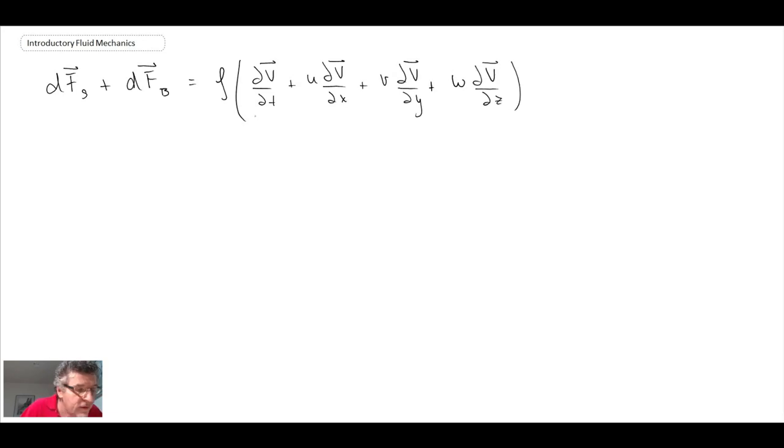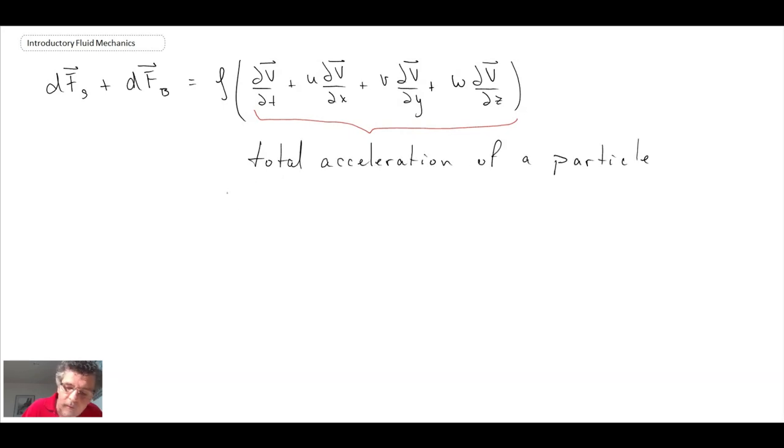And this last term here is the total acceleration of a fluid particle. If you remember the material or substantial derivative, that's kind of what that is. So we have that resolved on the right hand side.